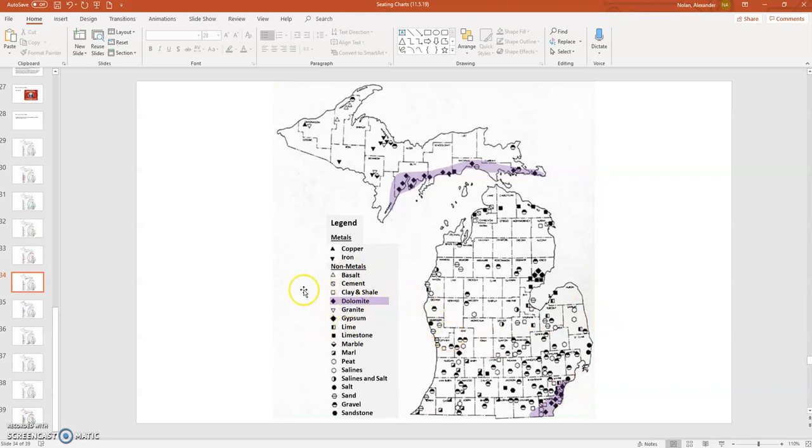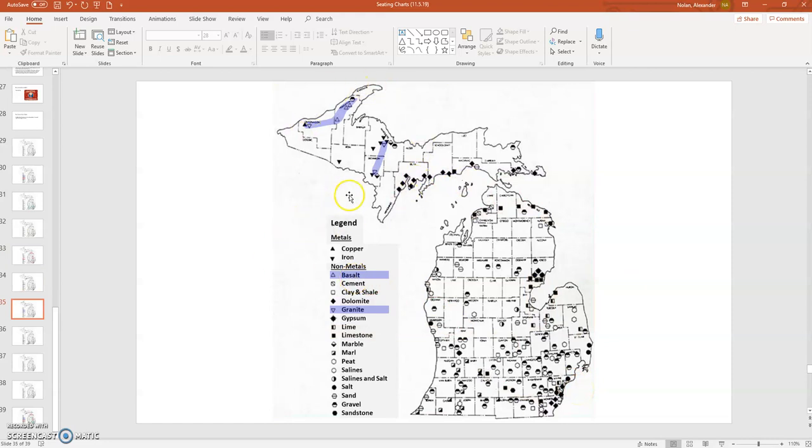So one question that might come to mind is, what the heck is dolomite? We're not talking about the Eddie Murphy movie here. This is actually something different. This is a rock. So what's going on with dolomite? It seems to be related to lime and limestone. It's just farther north and farther south.